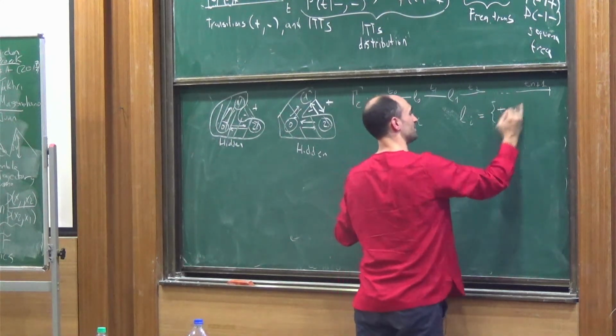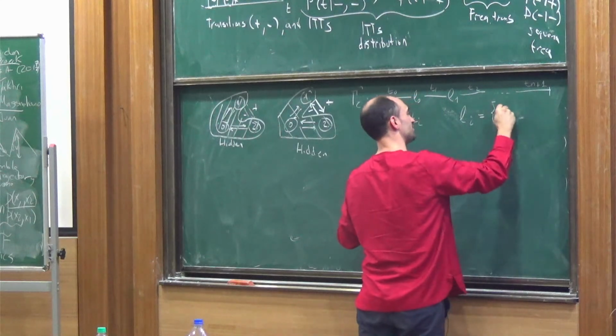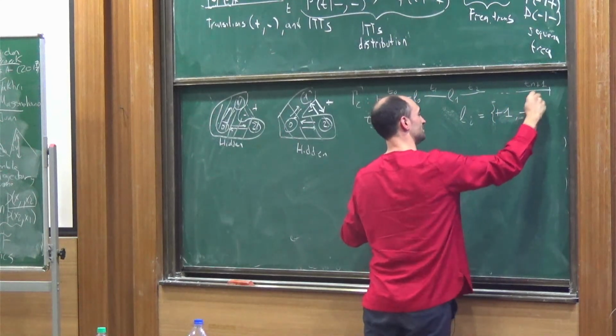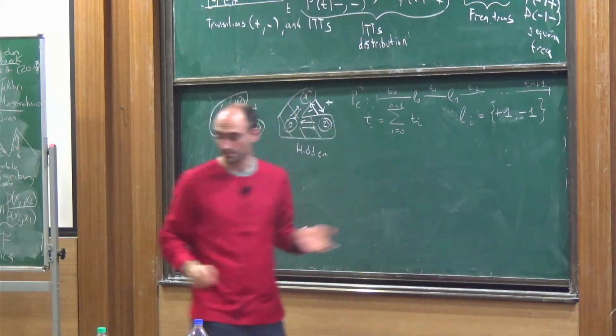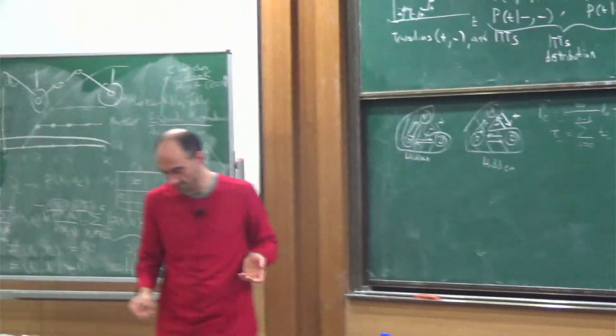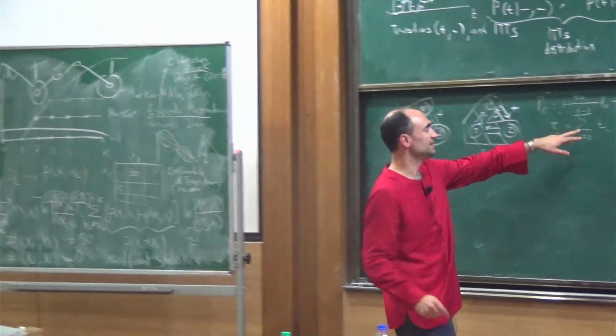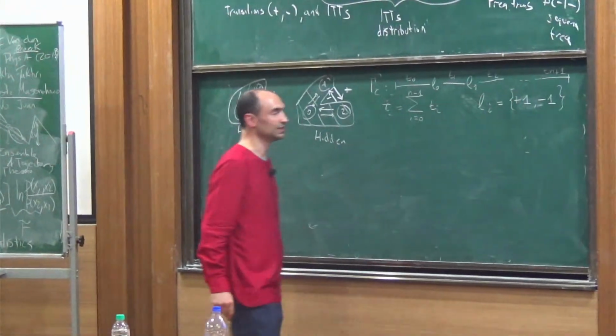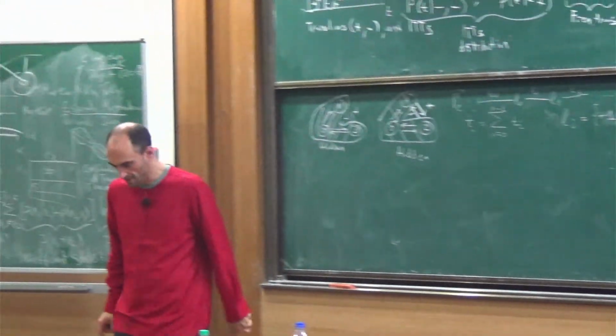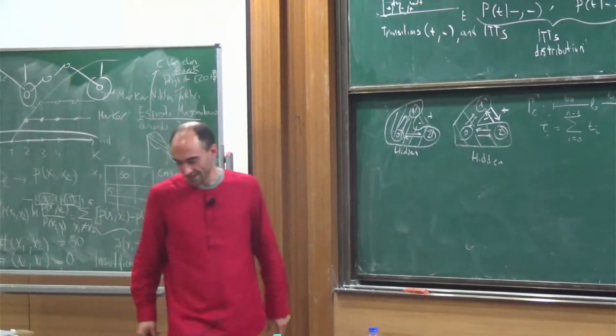Plus 1 or minus 1. Okay? And the time can take any value, so each of the times can be between 0 and infinity, such that the sum of them is the total time of the trajectory. So what are the fruits that I get from here?